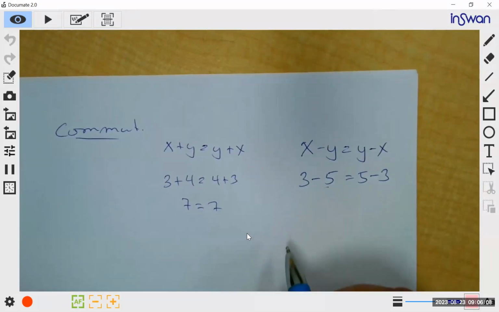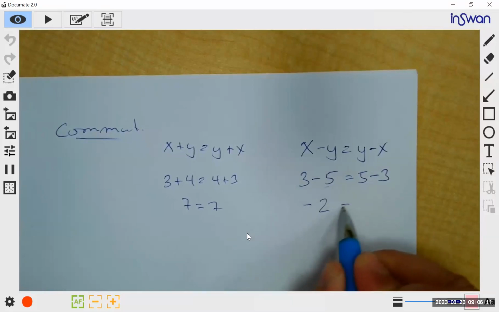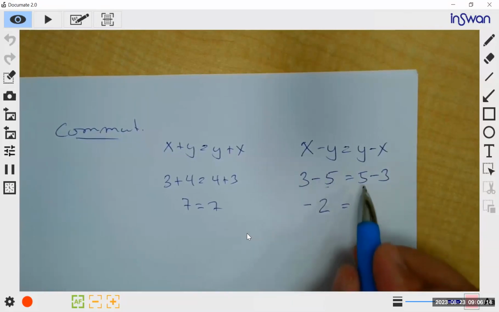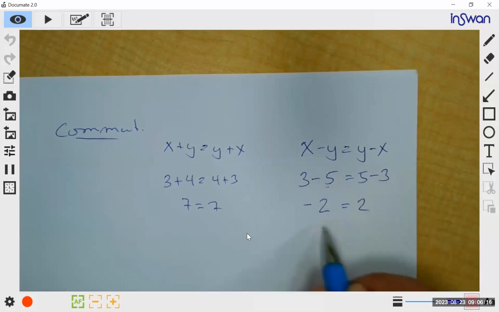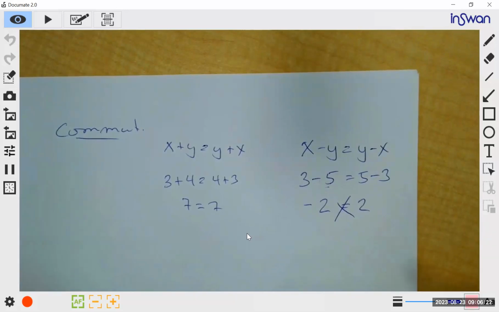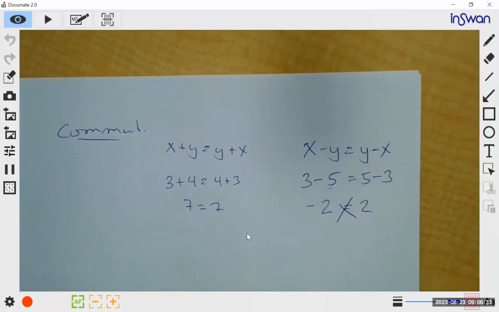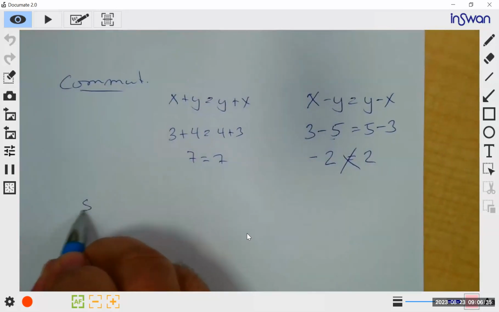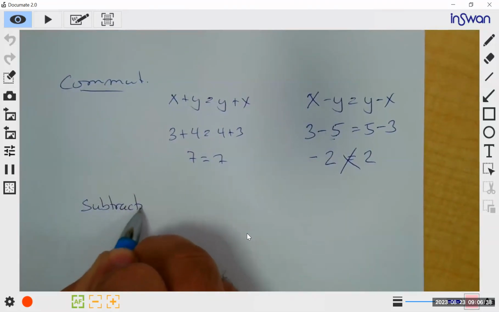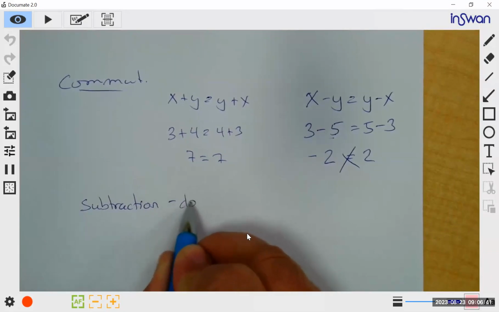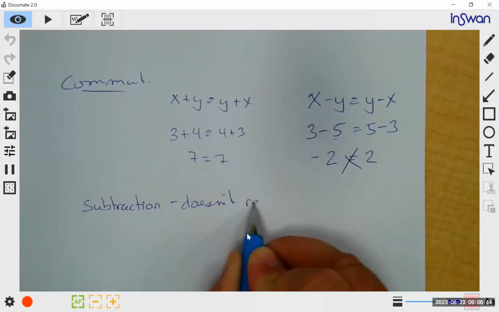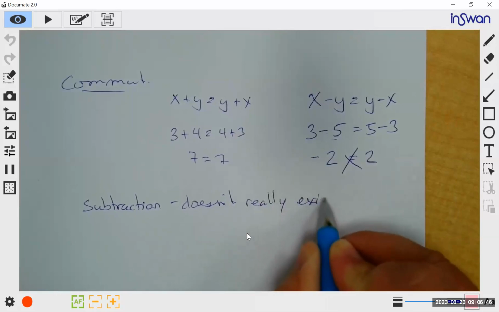What is 3 minus 5? Negative 2. Because 5 is bigger, it's negative. 5 minus 3. Are they equal? So the properties do not work with subtraction. The properties do not work with, I mean, with negatives, with subtraction. That's because subtraction doesn't really exist.